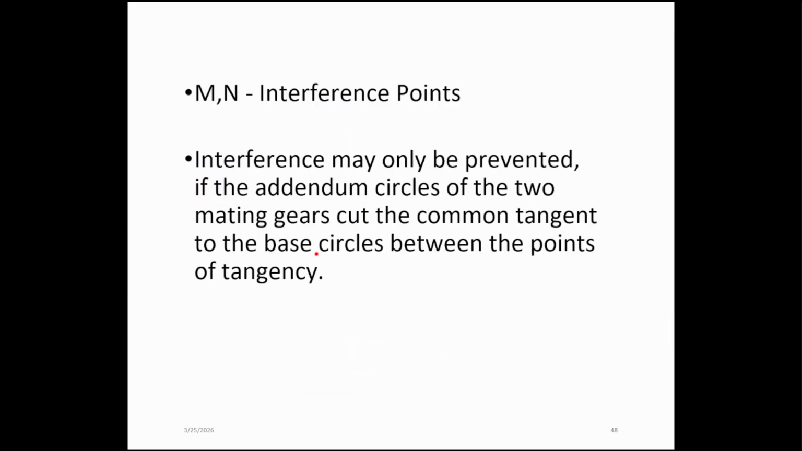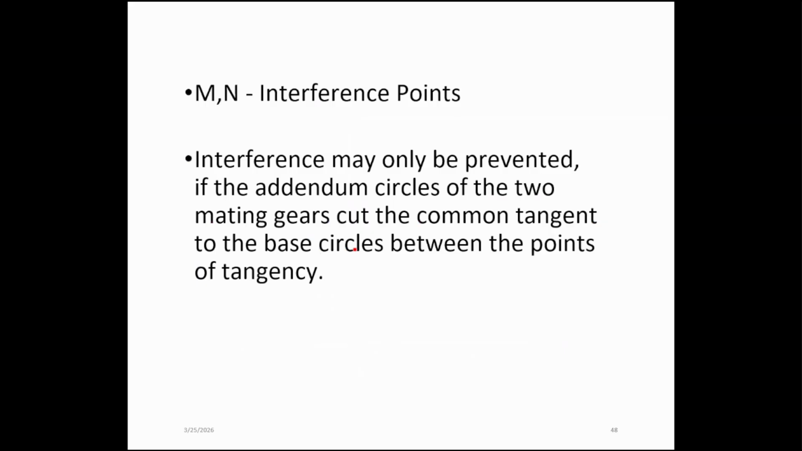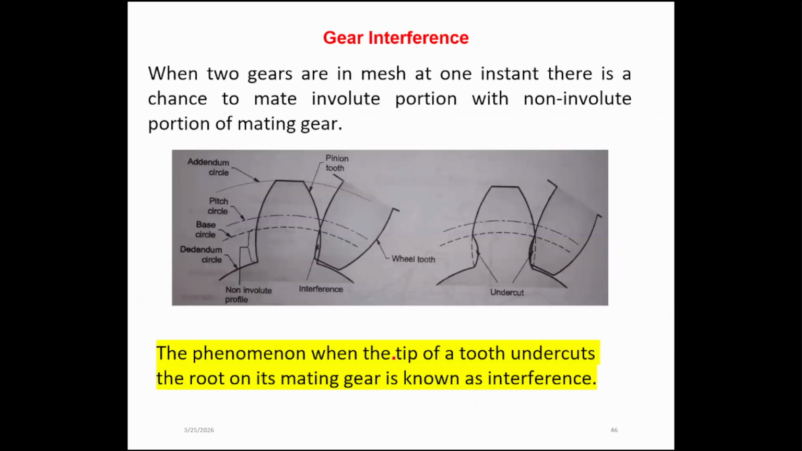Right. So that is enough regarding interference, right? We can define it based on the maximum addendum and maximum dedendum. Those intersecting points are considered as interference points, right? So MN. The thing that we need to do is maintain the correct center distance between O1 and O2 to avoid any undercuts, especially the interference between gears, right? That's all from my end for today.